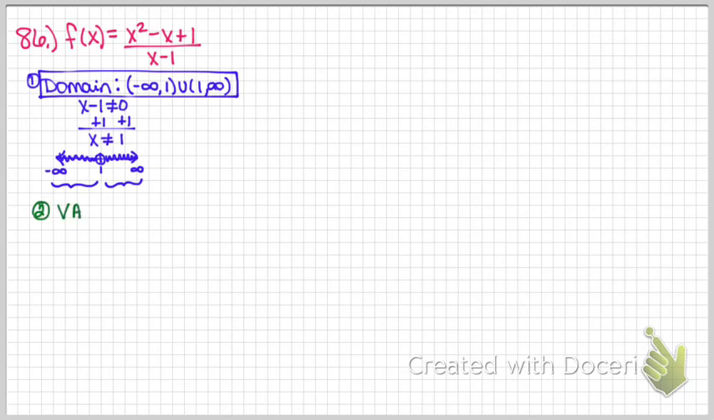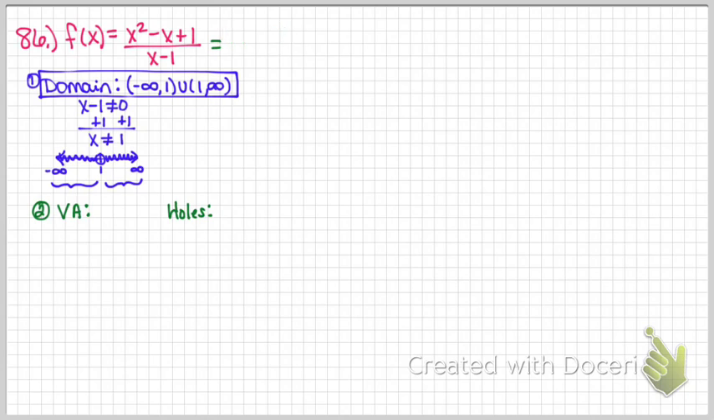Okay, step 2, we're going to find our vertical asymptotes and our holes. So this means I need to see, can I factor this? So in my numerator, I'm going to see if I can factor that. Is there anything that multiplies to 1 that will add to 1? No, because 1 times 1 is 1, but 1 plus 1 is 2. So this isn't factorable. So no factoring.